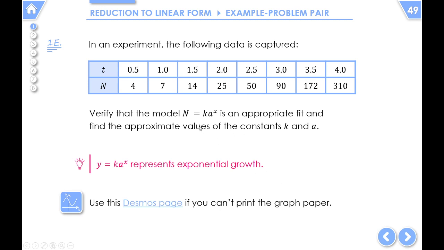Okay, so key things to look out for in this question then. We're going to verify that the model is of this form: n equals ka to the power of x. When we have something to the power of x, this is an exponential growth equation. We're more used to seeing it as e to the power of x, but you can have any number here and it will still be an exponential growth equation.